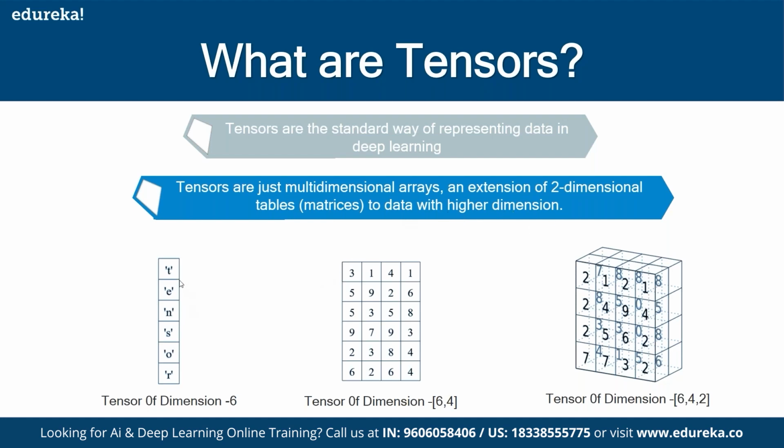Suppose if I have a vector, I can say that tensor of dimension 6, which is a single dimension vector or a single dimension tensor. And if I have a two-dimension tensor, I can say this is a tensor of dimension 6, 4, so 6 rows and 4 columns. And if I'm having 3 dimensions, so this is a tensor which has 3 dimensions, which is having the shape as 6, 4, 2. Okay, so this is the basic representation, or like these tensors are the objects through which we represent the given data.